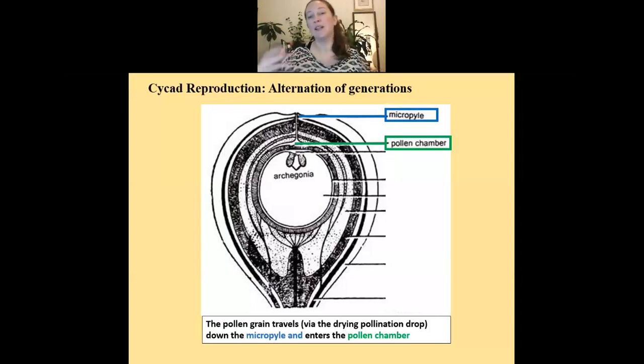Same process is again what happens for all the gymnosperms. So there'll be a decent amount of repetition on this process as we go forward in the different lectures. But yep, so the pollen grain was stuck into the pollination drop. The pollination drop dried up and brought the pollen grain down through the micropyle, which allows the pollen grain to arrive in the pollen chamber.